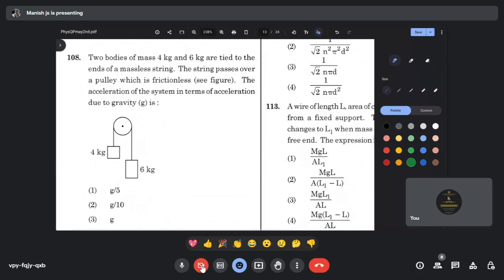Question number 108: two bodies of mass 4 and 6 kg, you haven't even looked at the question. They are represented using a diagram. They are tied to the ends of a massless string. The string is passing over a pulley which is frictionless. The acceleration of the system in terms of acceleration due to gravity is? This is also easy, an application of laws of motion. Just by seeing the figure itself you can write the equation.